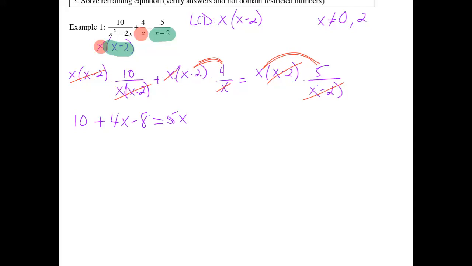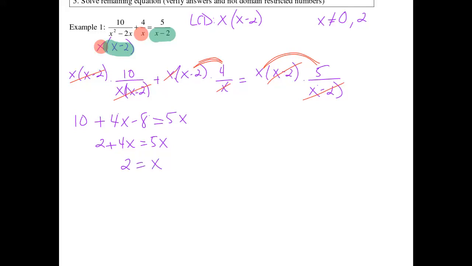Now, good news here. I don't see any x squared terms, so that means I probably won't have to factor, but I do need to finish solving this one out. So let's get like terms combined. We can combine the 10 and the negative 8 to make 2 plus 4x equals 5x. We'll subtract over the 4x, so we literally get 2 equals x.